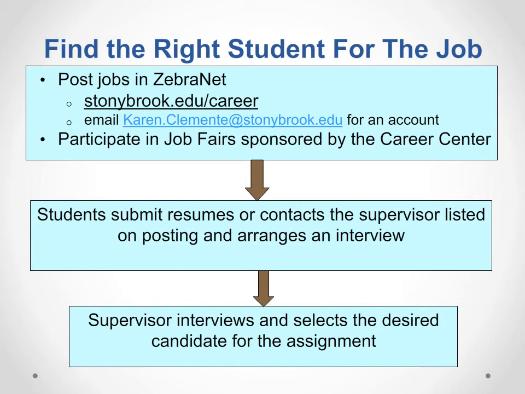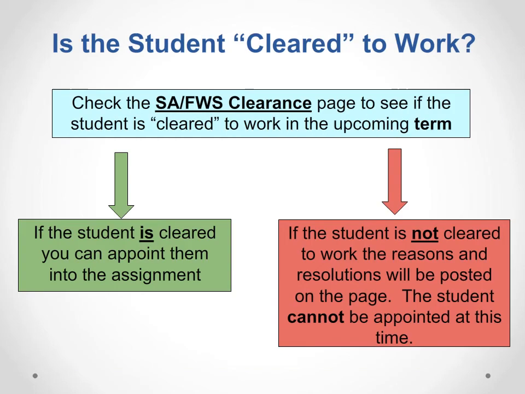Find the right student for the job. Post jobs in ZebraNet, and participate in job fairs. Students will submit their resumes and then supervisors can interview and select desired candidates for the assignments. Once a candidate has been selected, they must be cleared to work. Check the clearance page in Solar to see if the student is cleared to work in the upcoming term. If the student is cleared, you can appoint them into the assignment. If not, reasons will be posted and the student cannot be appointed at this time.